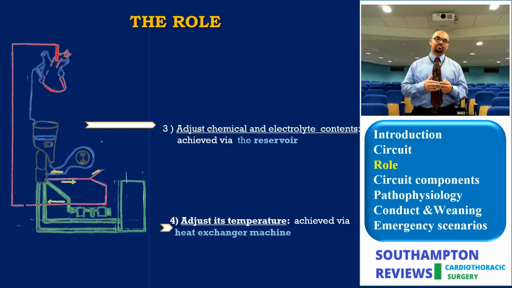Next is adjusting the temperature. As we described in the previous chapter, hypothermia is one of the elements of myocardial protection. We need means to be able to cool down and subsequently rewarm the blood again.